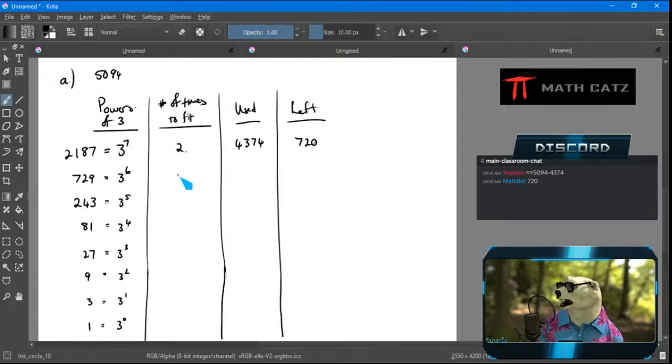Anyway, so I have 720 left. My next group size is 729. Obviously, that cannot fit. It's close, but it cannot. I've used none of it. I still have 720 left. That's okay. I just need to keep track of it. Then for the next group size, 243, let's see how many times that can fit. I'm thinking 2 times, but let's double check.